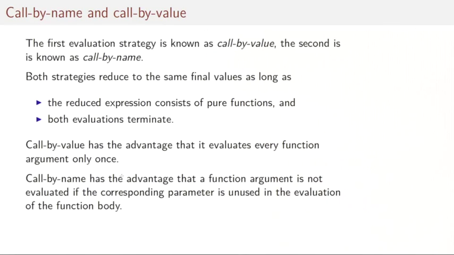An important theorem, in fact of lambda calculus, is that both strategies reduce to the same final value as long as the reduced expression consists of pure functions and both evaluations terminate. Call by value has the advantage that every function argument is evaluated only once. Call by name has the advantage that a function argument is not evaluated at all if the corresponding parameter is not used in the evaluation of the function's body.